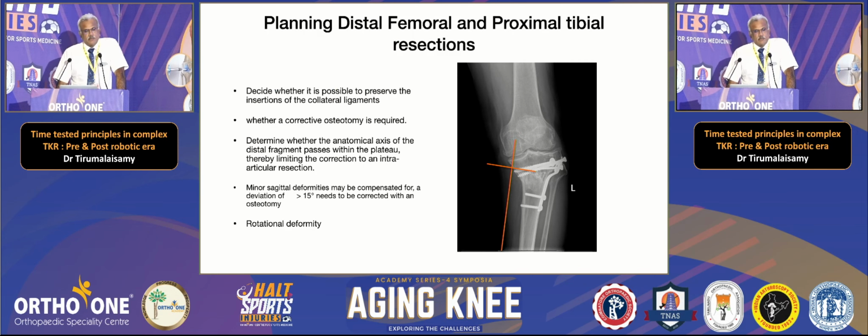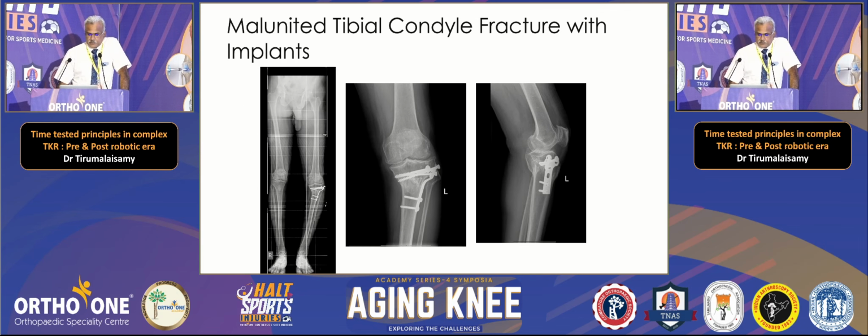In patients who had a previous tibial osteotomy with implants inside and proximal tibial varus, you can remove these implants and use robotic assistance to get appropriate cuts with minimal soft tissue dissection. These are the situations where robotic assistance will help and you'll get good results.